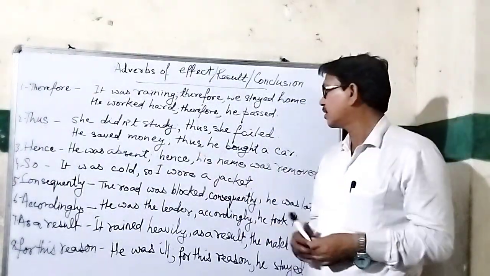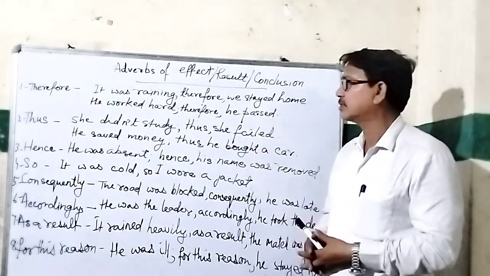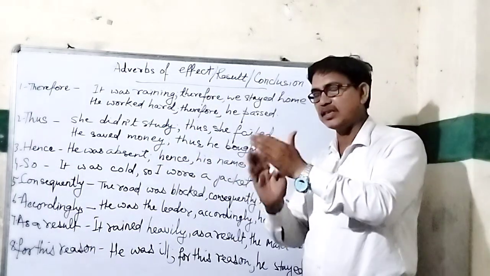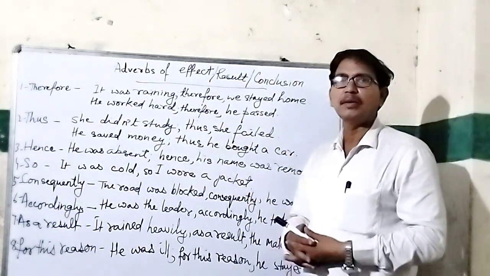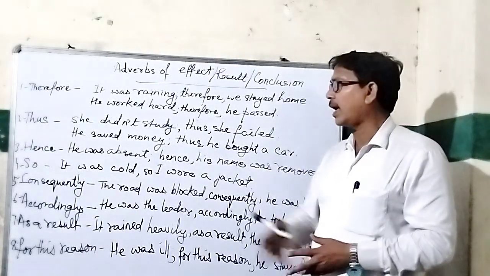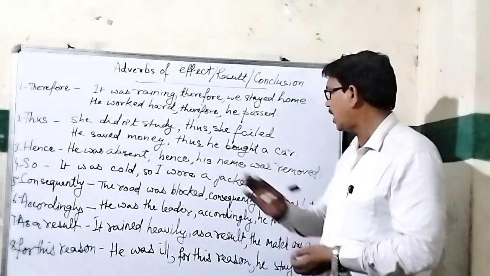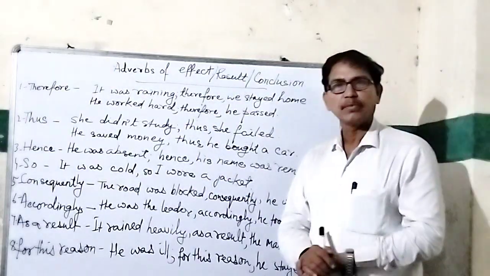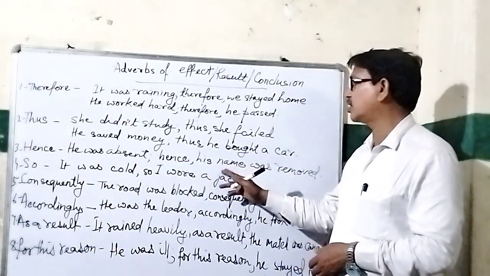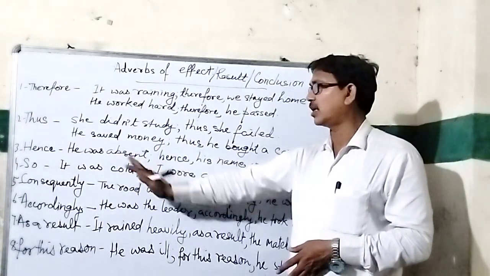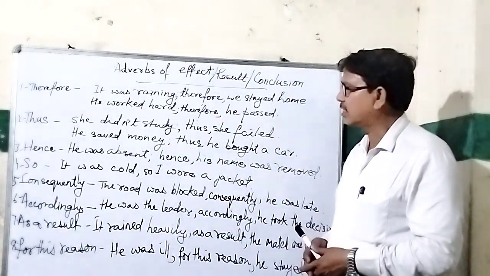He saved money, thus he bought a car. So thus is also used as a result, as a consequence, like this, but this is very formal. Mostly people use it in writing. Hence is also used in the same way. He was absent, hence his name was removed. So this was the result of his being absent. Hence is also very formal, it is used in writing.